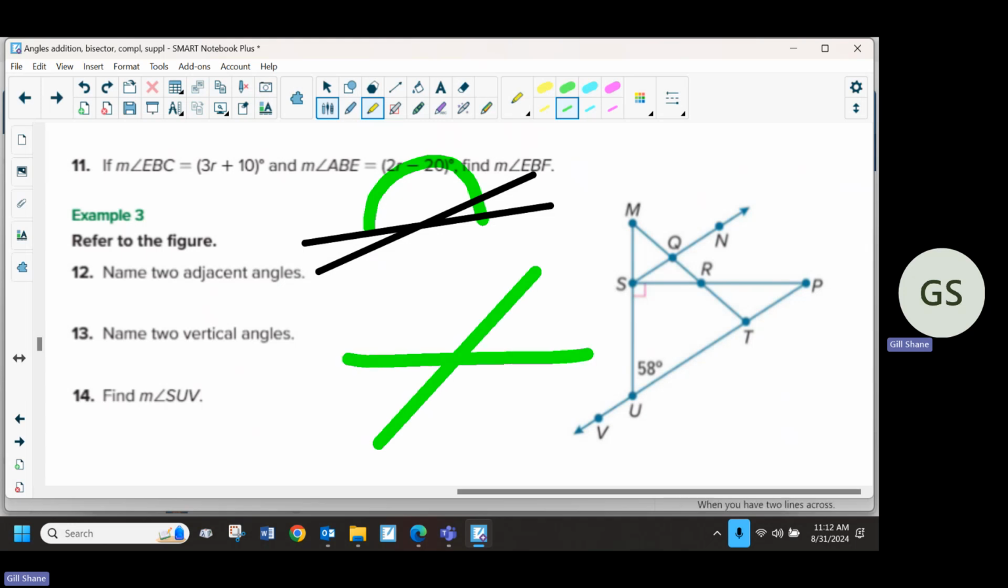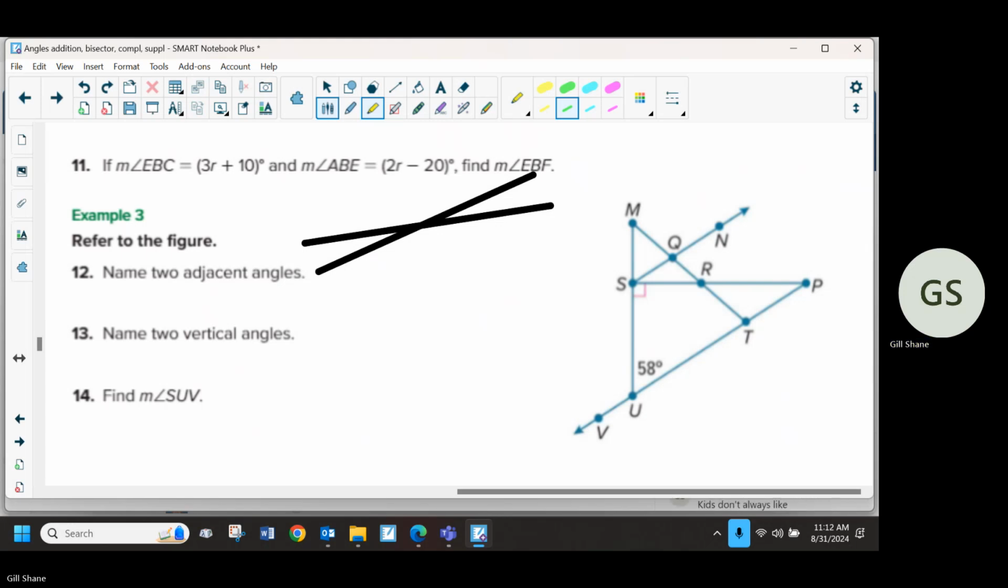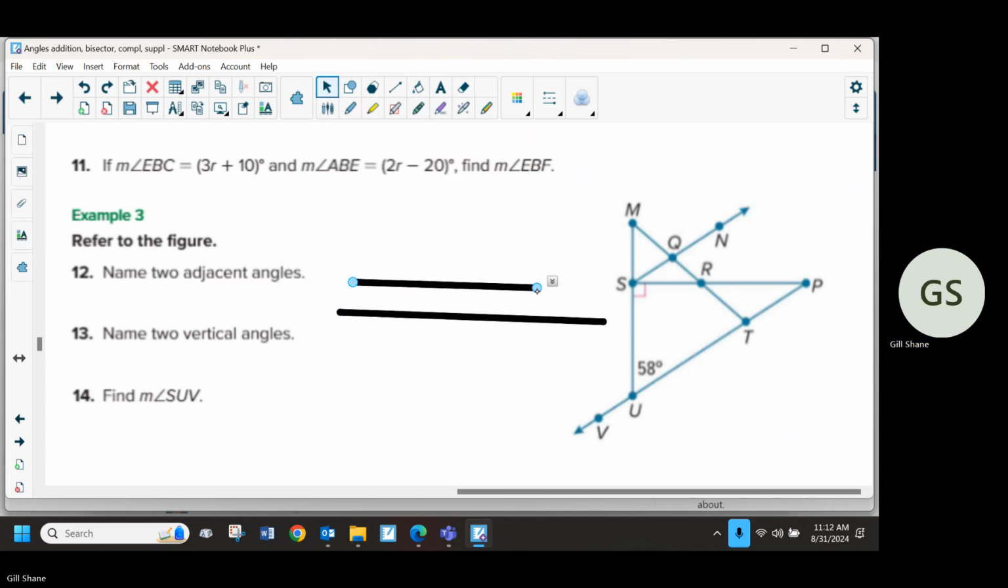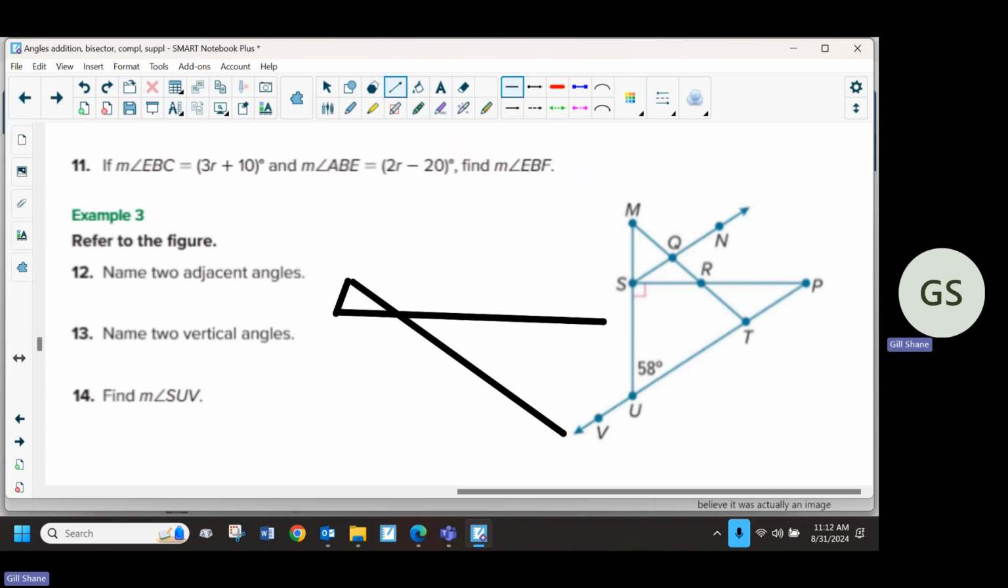Oh, shoot, there is one more thing I wanted to say. This was an issue one year, actually probably several years, and I never knew it. Kids don't always tell me they're not understanding stuff. Actually, they very rarely tell me. So let me draw what I'm talking about. There was an image, I believe, not just two lines crossing. That's horrible, but that's fine. And the kids were struggling with this.